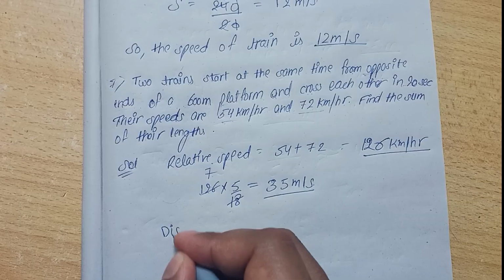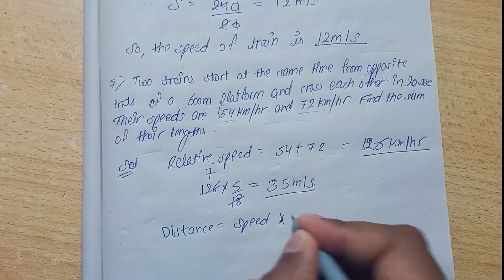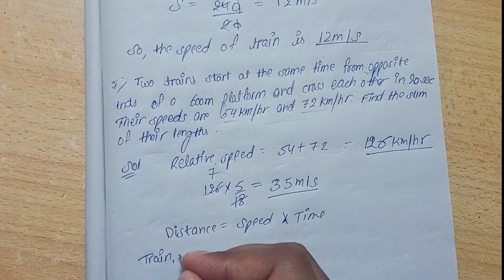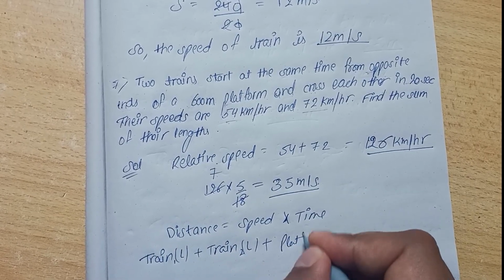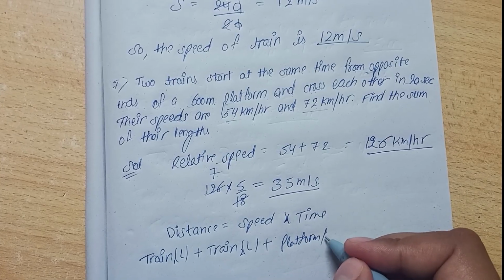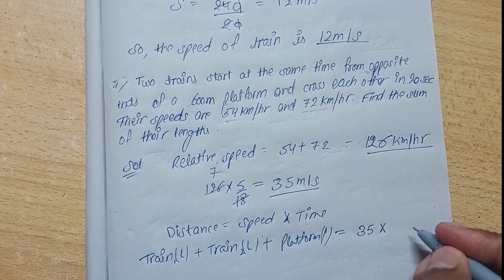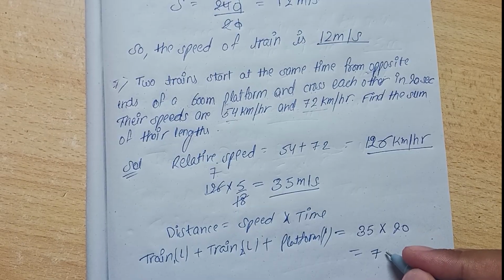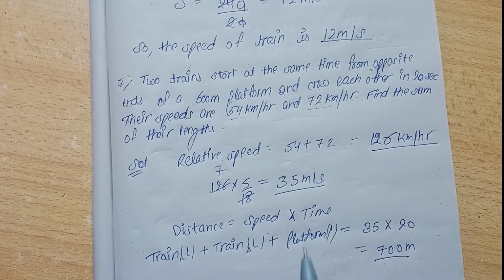So distance is equal to speed into time, where the distance is train 1 length plus train 2 length plus platform length, which is equal to speed, given as 35 meter per second, into time, given as 20 seconds, which is equal to 700 meter. This is the total distance traveled by the trains.